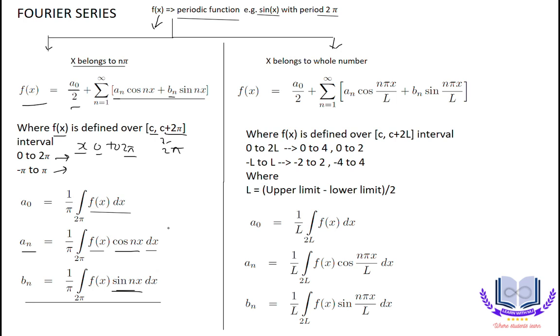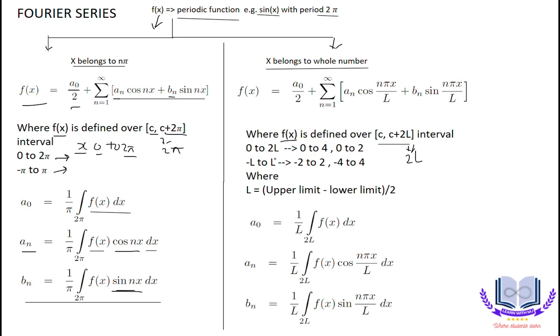So now this is the formula for when x belongs to n pi. Now what if x belongs to whole numbers? What does that mean? Suppose we are given a function f(x) which is defined over the interval of c to c plus 2l. Okay. So here, as you can see, the overall period for that interval is 2l. It means after every 2l interval it will repeat its value.